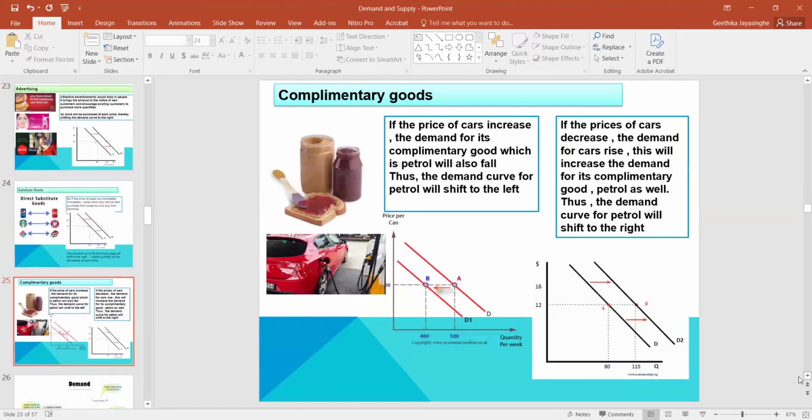Again, a little bit of complementary goods. Two goods have to be used together, so if demand for one goes up, demand for the other should also rise. For example, if you buy a petrol vehicle, demand for petrol will also rise. If you buy a diesel vehicle, demand for diesel will also rise.